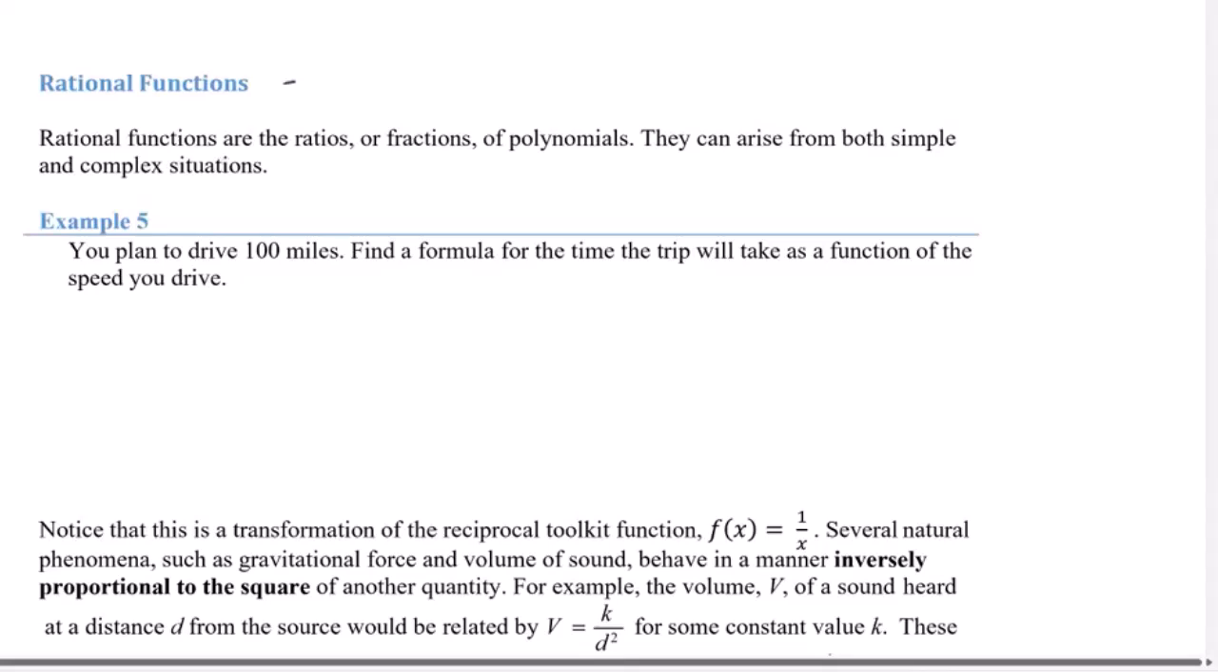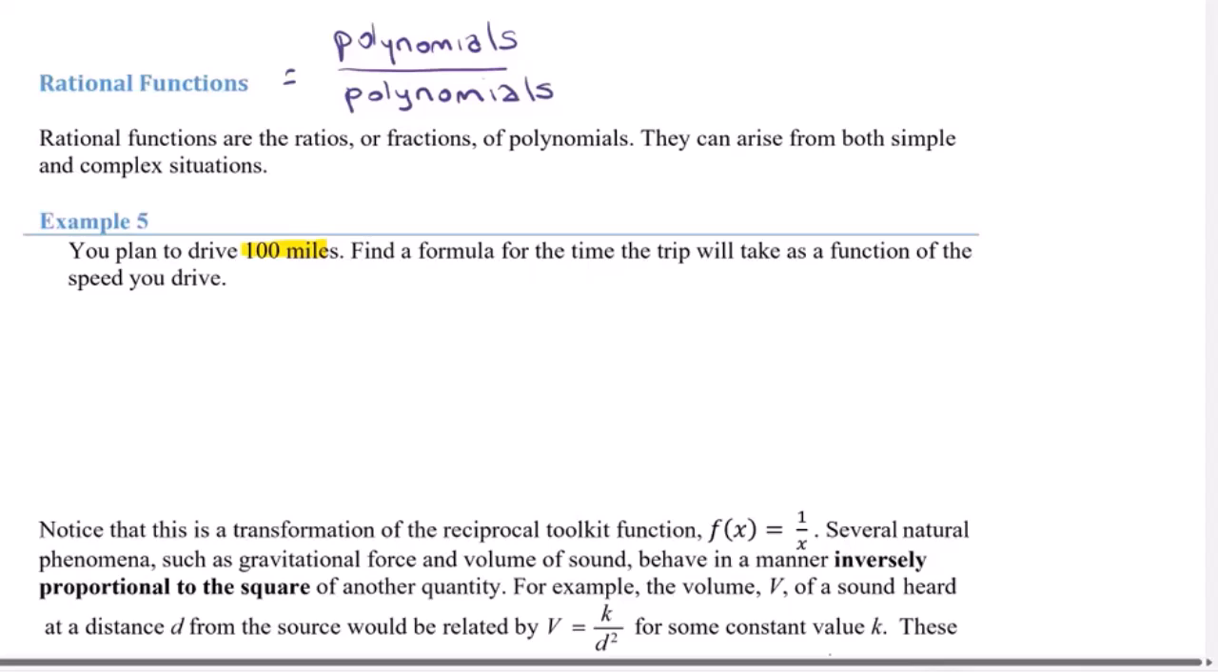Rational functions are polynomials over polynomials. And now we know what the rules are for polynomials. So as long as we have one polynomial over another polynomial, we have a rational function. Okay? So you plan to drive 100 miles.